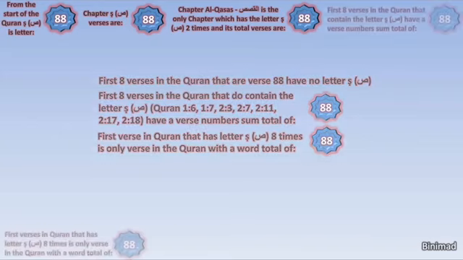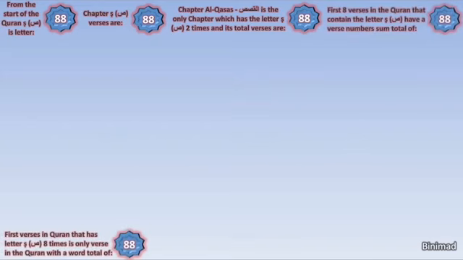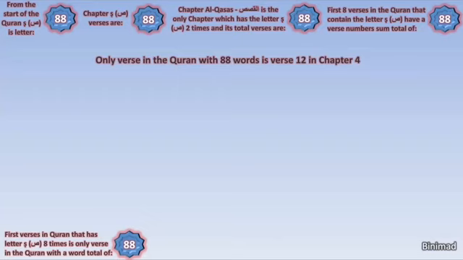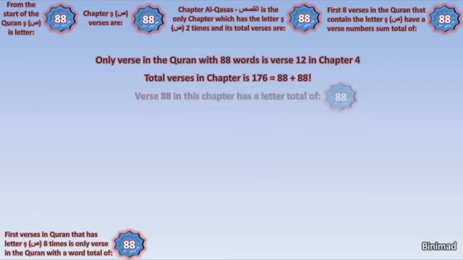This is truly remarkable, but only the tip of the iceberg. This verse in the Qur'an, which is the only verse with 88 words, came in chapter An-Nisa, i.e. chapter 4, verse number 12. And the surprise here is that the number of verses in chapter An-Nisa is 176, which is 88 plus 88. It gets even more shocking when we check verse number 88, and it has a total of 88 letters.